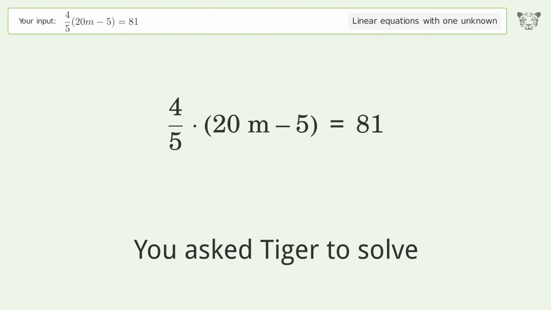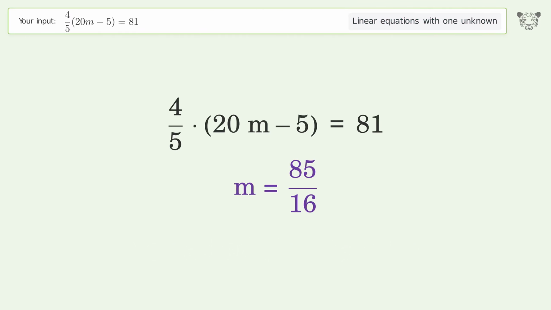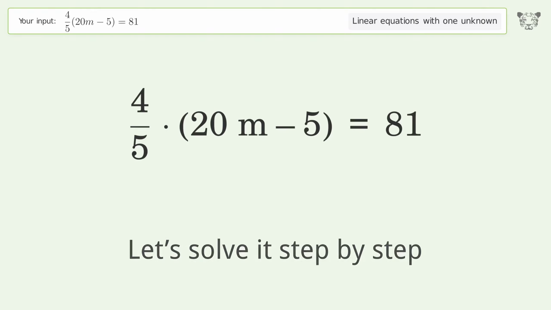You ask Tiger to solve this. It deals with linear equations with one unknown. The final result is m equals 85/16. Let's solve it step by step.